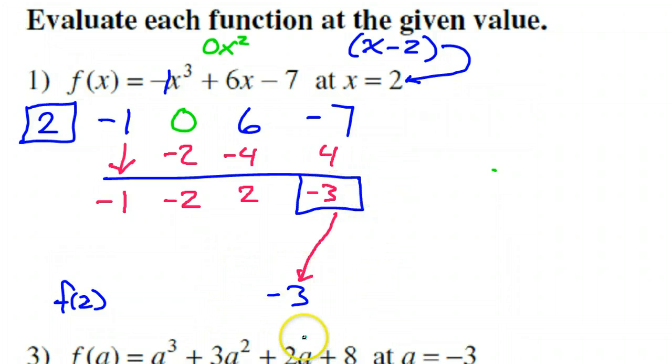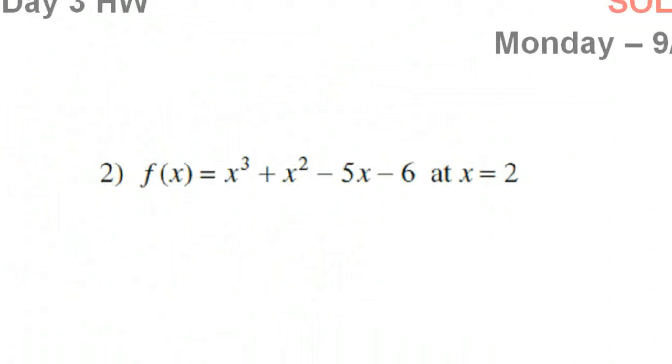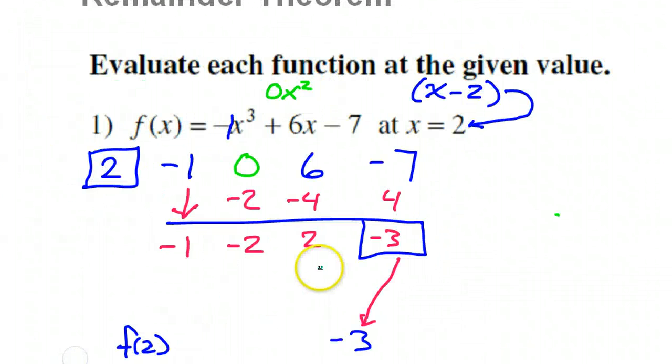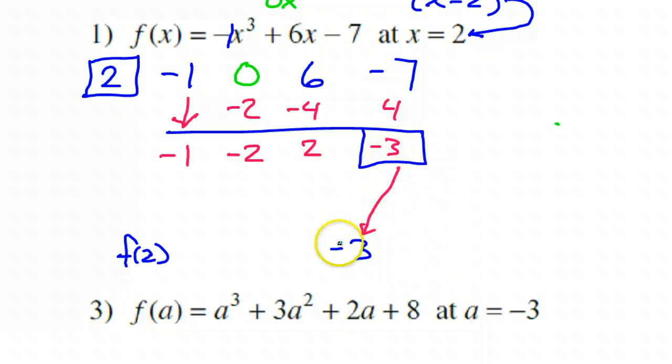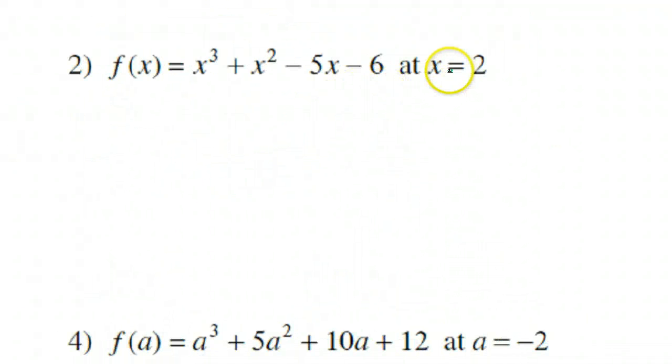So for the rest of this lesson, I'm just going to use synthetic division, but just understand that whatever remainder we get, that's the same thing we would get if we took this same number and substituted it for all the x's. That is what the remainder theorem tells us. So the answer to the question we're looking for is negative 3. On to problem number 2.